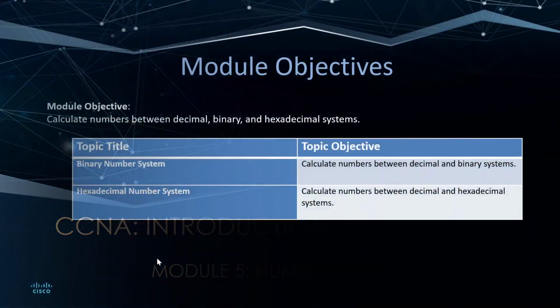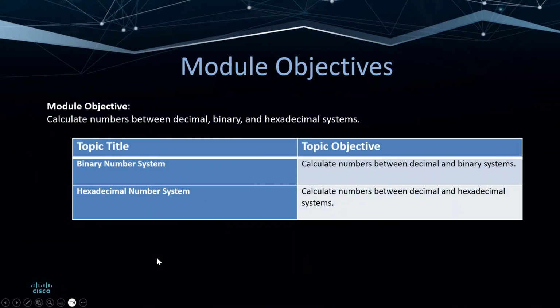The objectives of this chapter, things that we're going to learn, guys, is the calculation of binary to decimal, or the conversion between binary to decimal and hexadecimal as well. So let's get started.